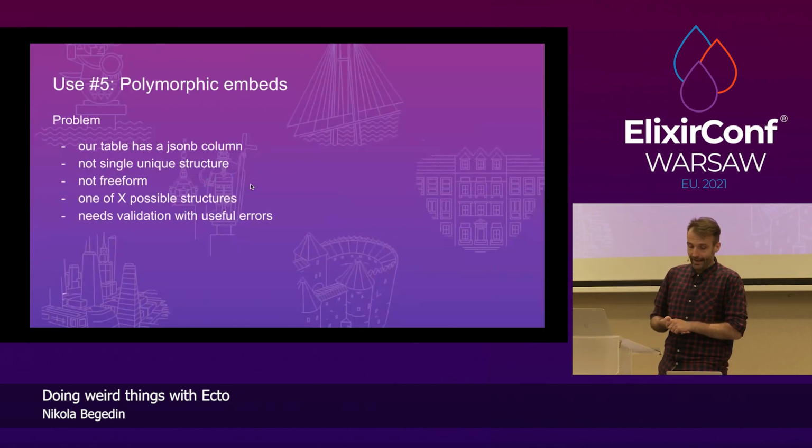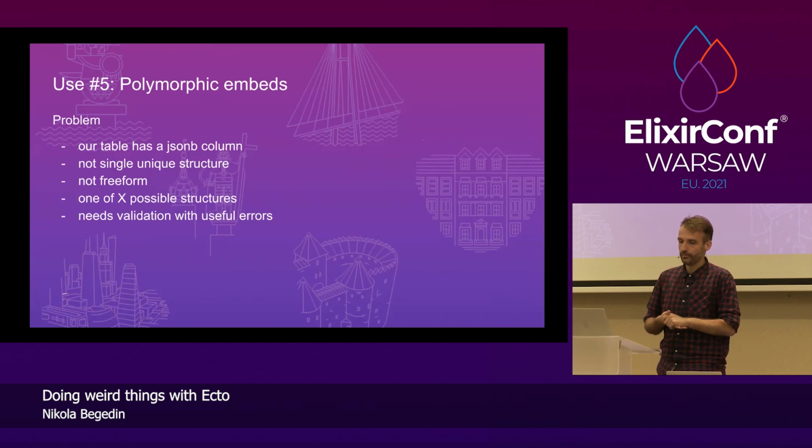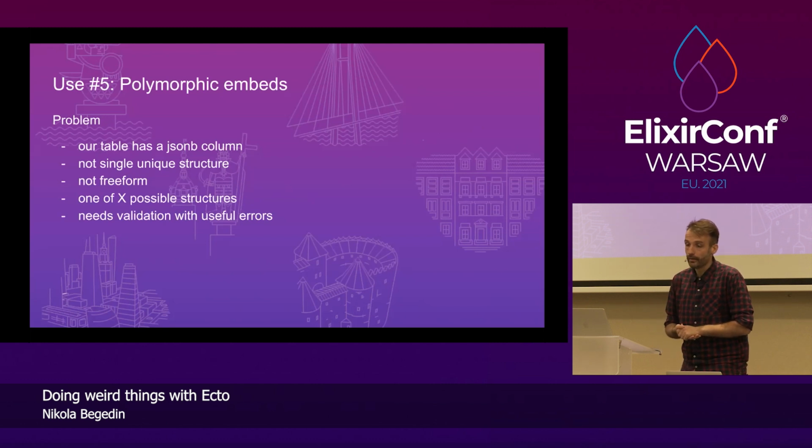And our last example, the biggest one, the one I had the most fun implementing, is something I call polymorphic embeds. There is a library that sort of does this, but it's missing one key feature that we needed, which I'll mention. But just to define the problem: our biggest table has a JSONB column, and it's not free form. It's not a unique structure. It's one of X structures. So it's a polymorphic column.